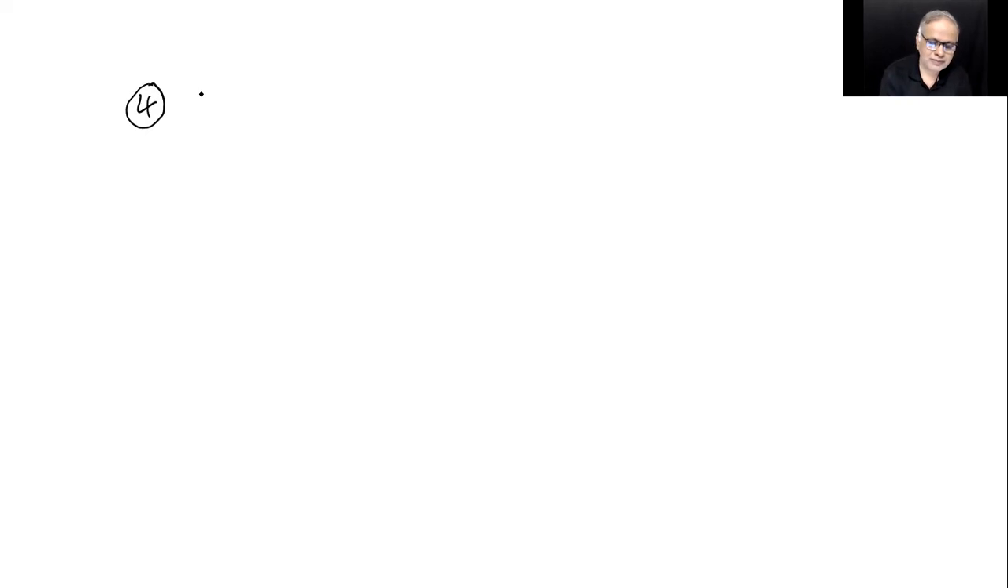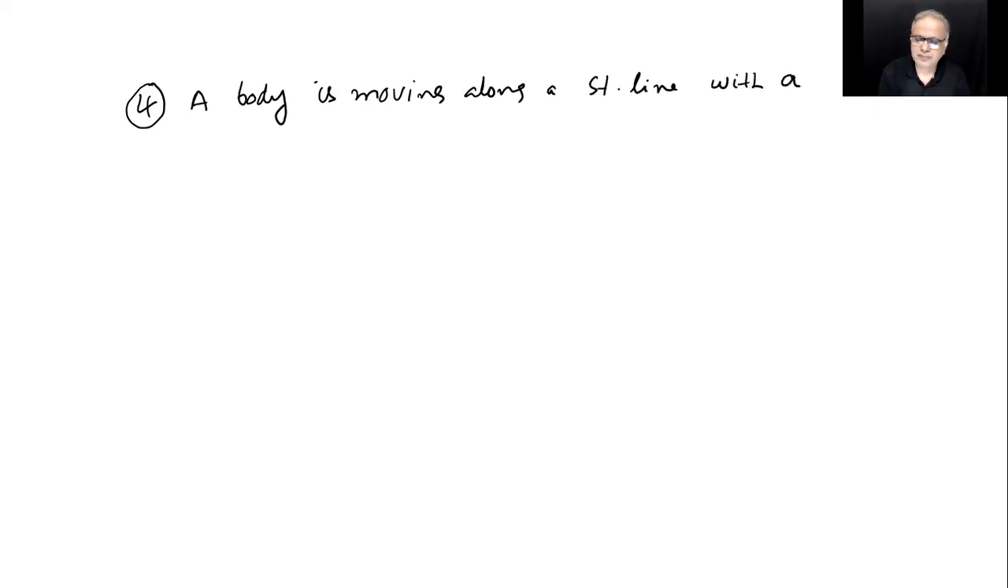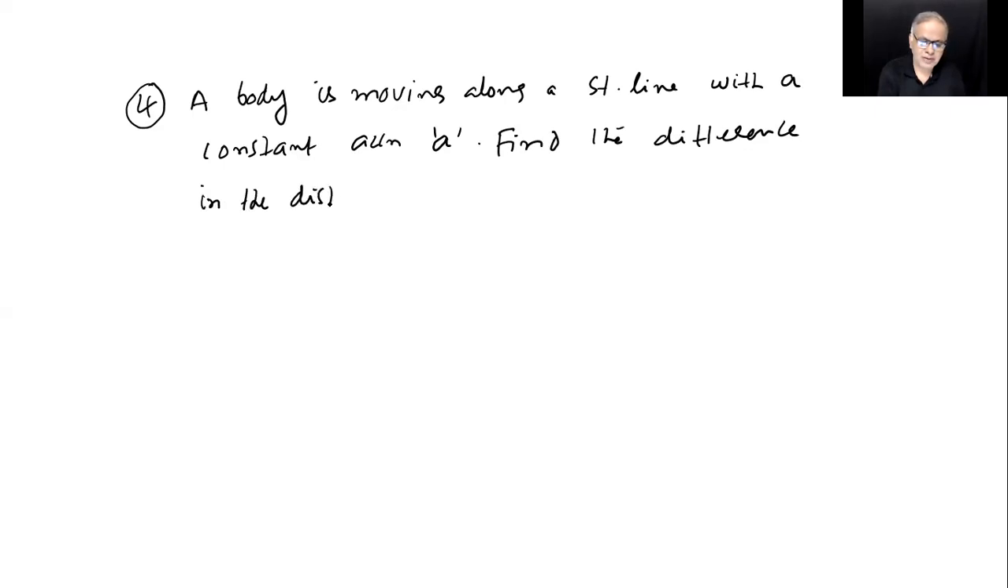Okay, I'll give another question. A body is moving along a straight line with a constant acceleration a. Find the difference in the distances covered during any two successive seconds.